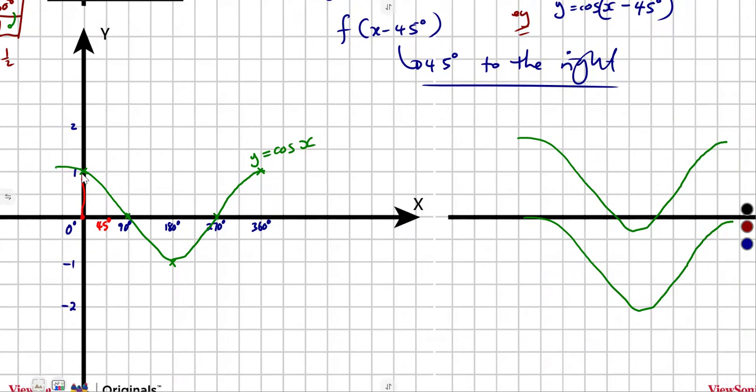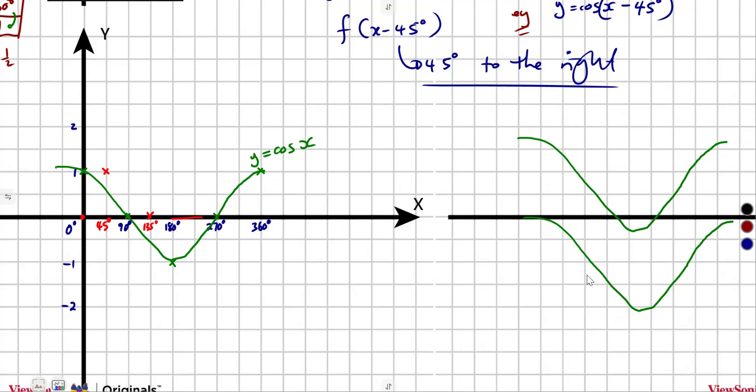Remember, at 0 it was 1. So now it is 45 degrees versus 1. What was happening at 90 degrees is now happening at 135 if we add 45. It was 90 versus 0. It's now 135 versus 0. It has moved to the right.